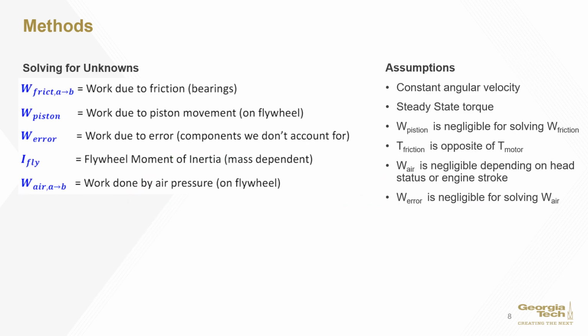To further dissect the ICEngine model, after measurements are made, we need to solve for the unknowns given in the previous outline for the work done on the flywheel. These include the work of friction, work of the piston, work due to air, the moment of inertia, and work done by air. To complete these calculations, the four assumptions on the right are made to isolate parameters and control the system.